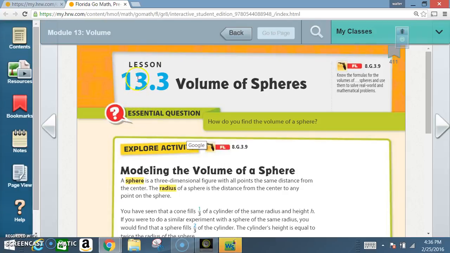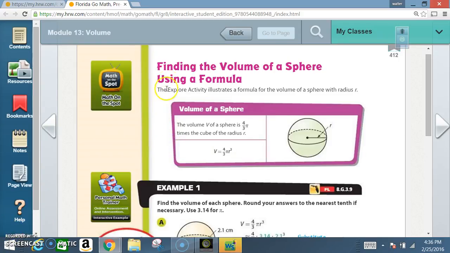Okay, class, today we're in section 13.3, volume of spheres. Write down the section number and the title. Get it in your notes right away. Today we're going to learn how to find the volume of a sphere using a formula.